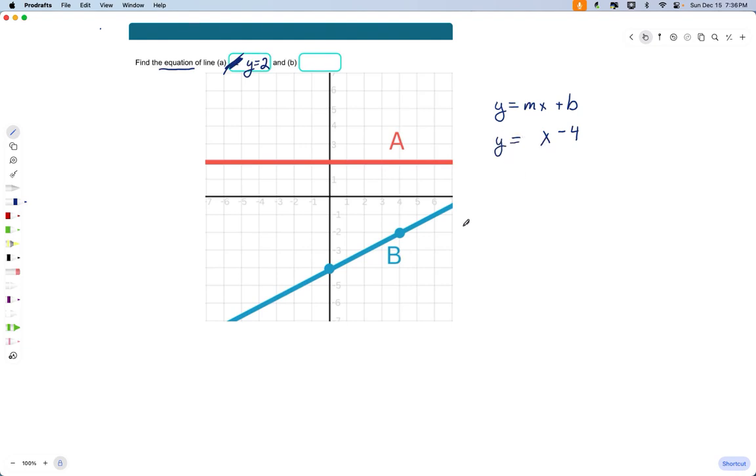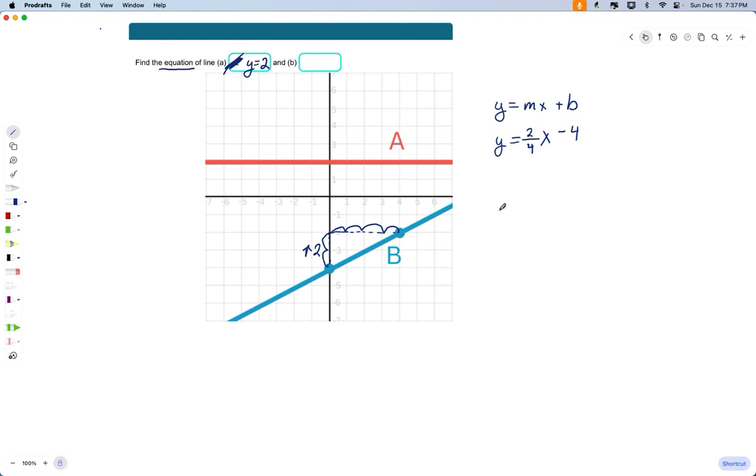M is the slope. So I'm going to count my slope. From this point to this point, you have to go vertically and then horizontally. So I'm going to count my spaces. 1, 2, so 2 spaces up. So that's toward the positive side. So it's going to be positive 2 over 1, 2, 3, 4. Okay, so 2 over 4, you want to reduce that.